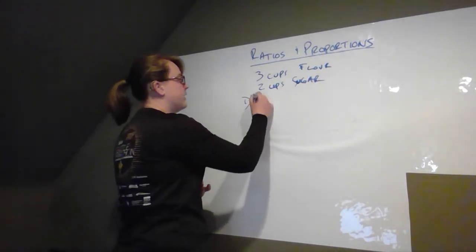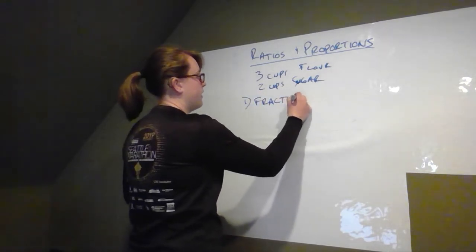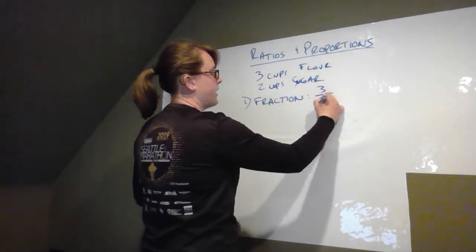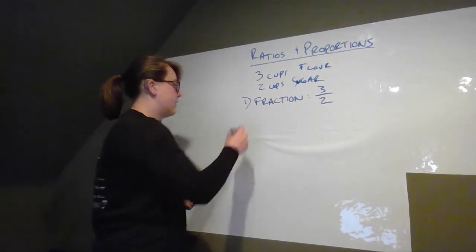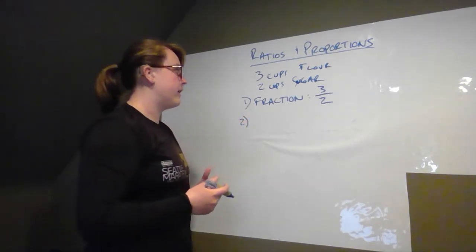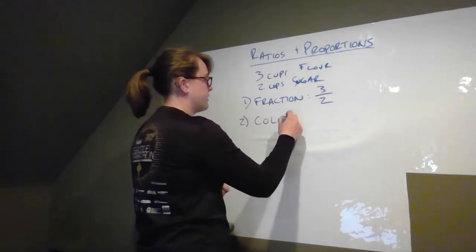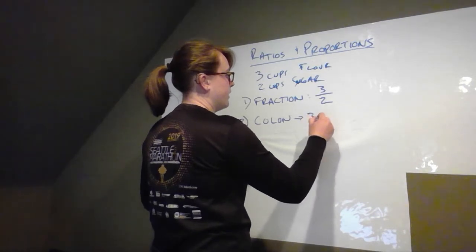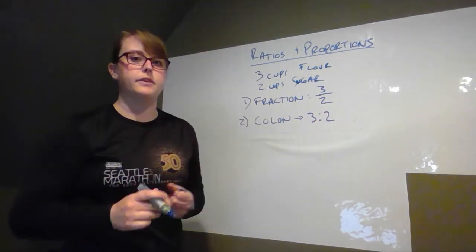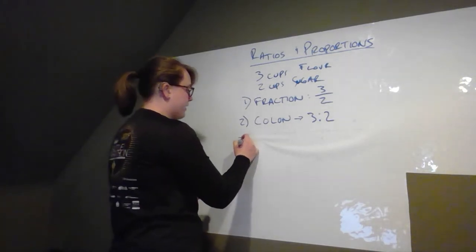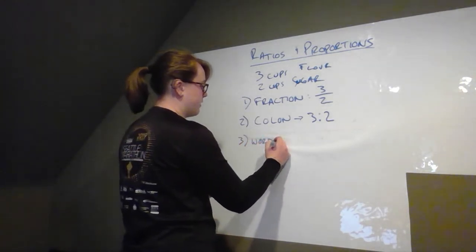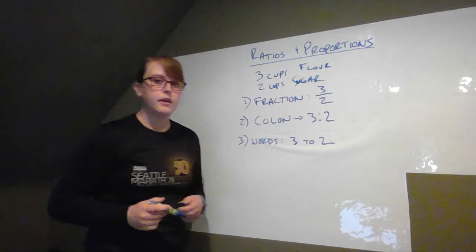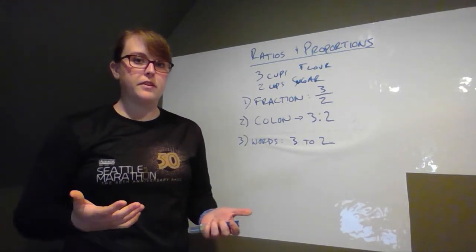The first way is as a fraction. So in this case, 3 cups of flour to 2 cups of sugar would be just the fraction 3 over 2. The second way is to just put a colon between the two numbers. So it would be like 3 colon 2. That would stand for a 3 to 2 ratio. And then the third way is just with words. So the words way would be just 3 to 2. Okay, so there's our ways that we can write them.